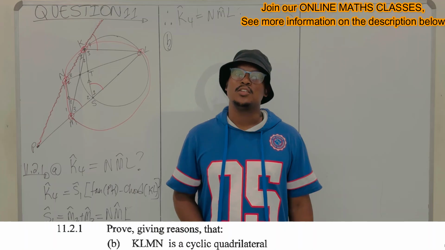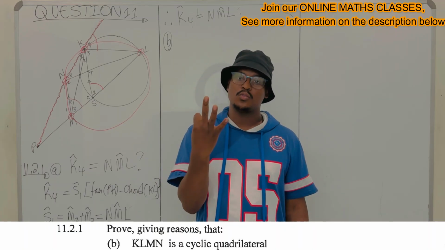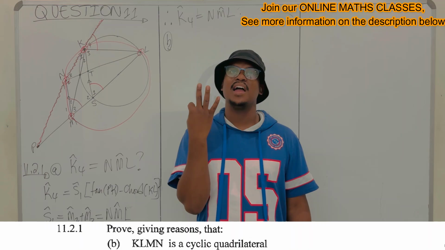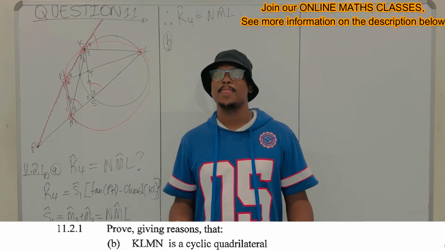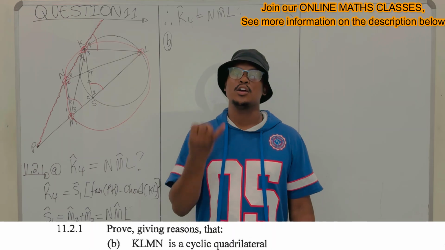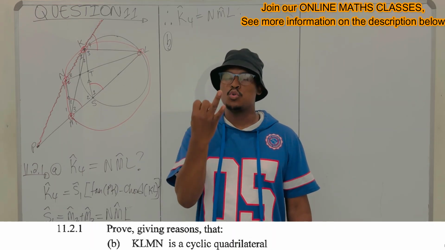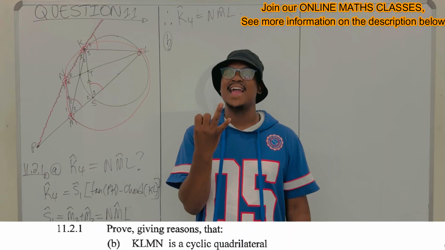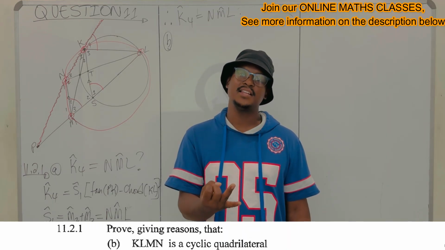Let me repeat them again. To show that a quadrilateral is cyclic, there are 3 conditions that are enough to show that, right? You don't need to show all of them. Showing one will do the work. Show that the opposite angles of your quadrilateral are supplementary. 2, you must show that the exterior angle of your quadrilateral is equal to the interior opposite angle, right?